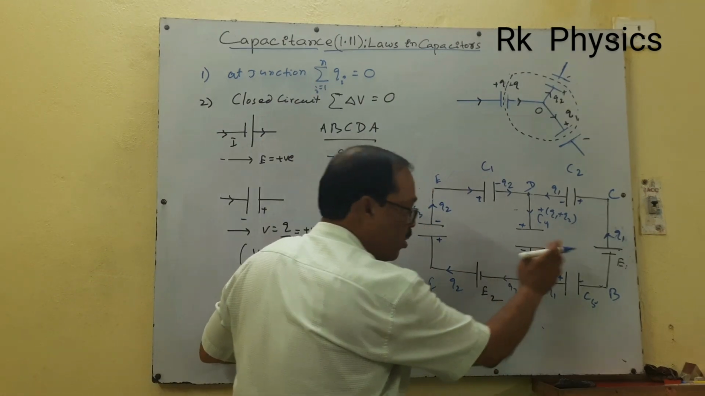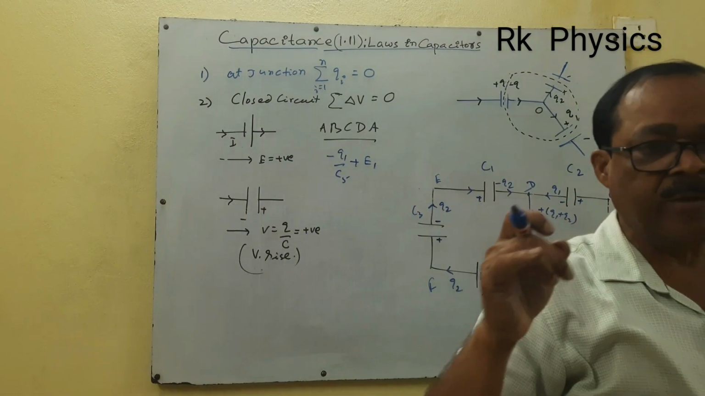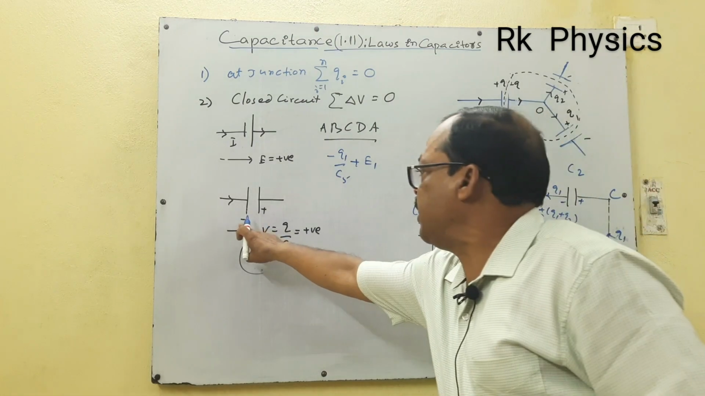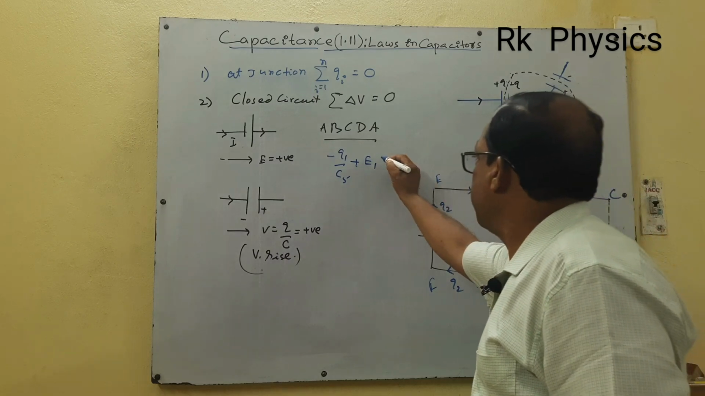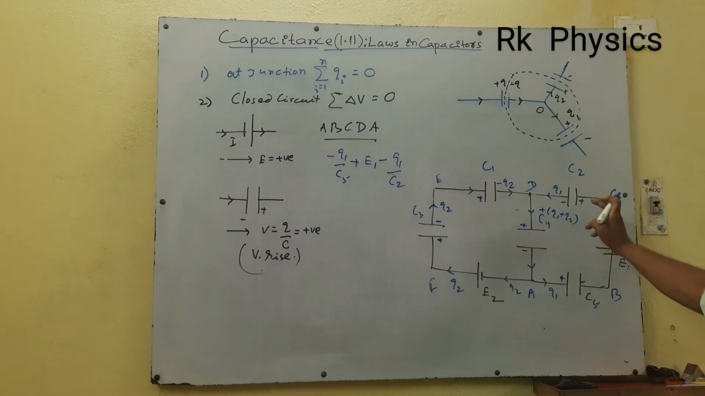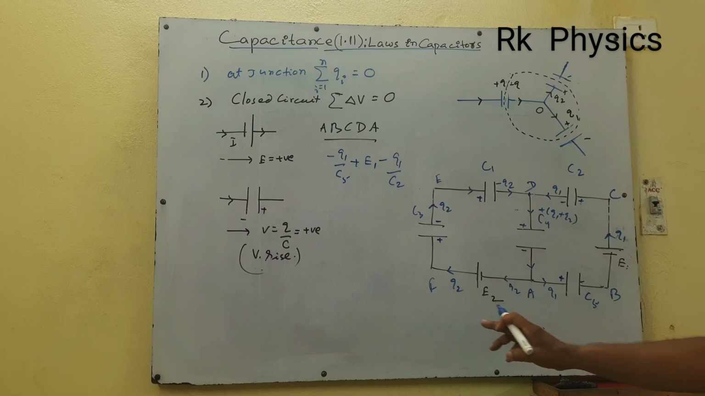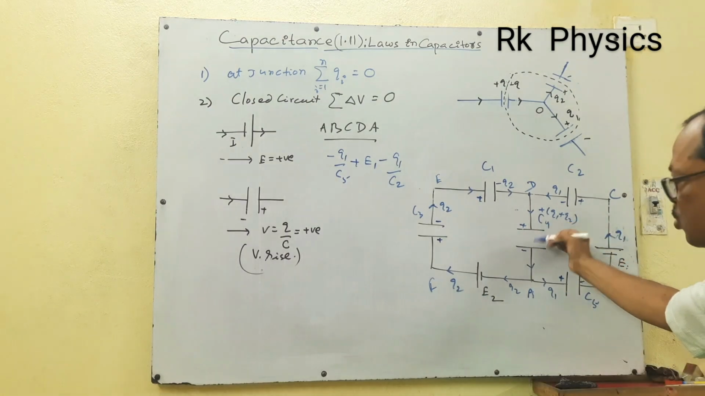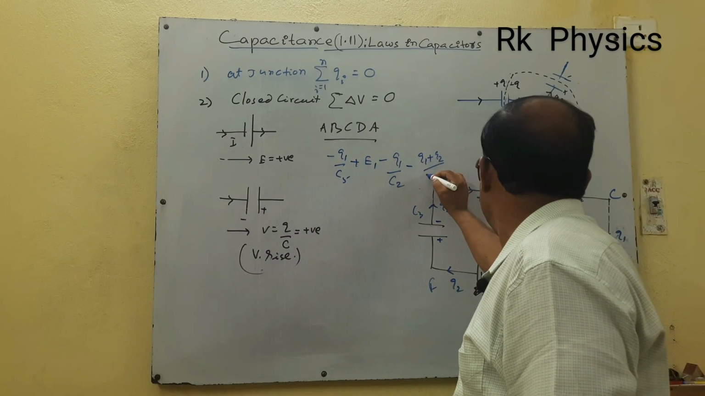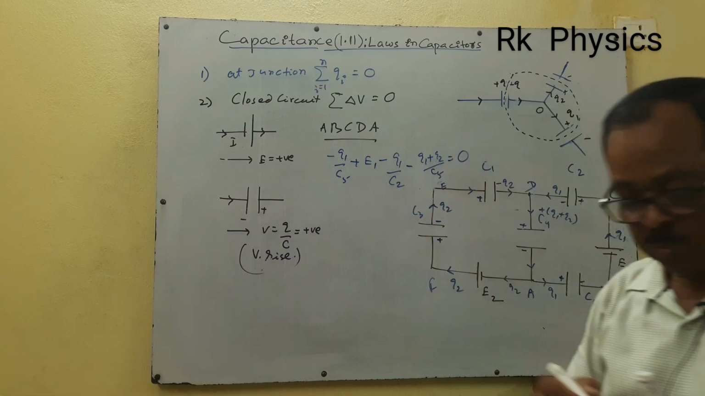You start from A, come to B, next come to C, then from C to D. See, from C to D, again charge flows from plus to minus, but here minus to plus is plus. Therefore this is again minus Q1 by C2, then comes to the last junction, that is D to A. D to A again plus to minus. Therefore this is minus Q1 plus Q2 divided by C5. This equation is 0.